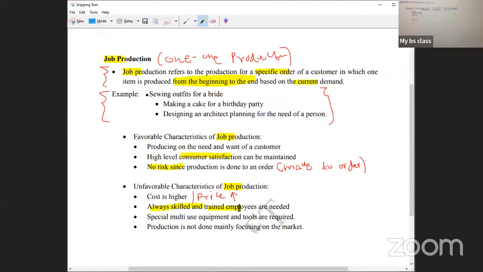Right? Special multi-use equipment and tools are required. Yes.